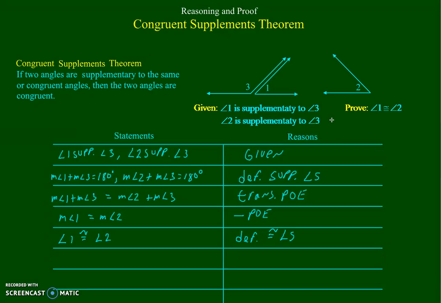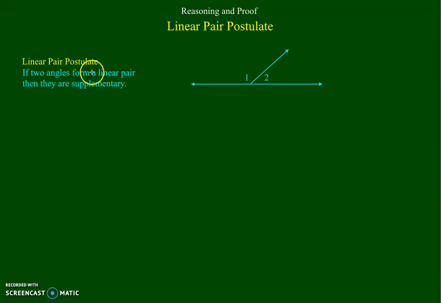But first, we're going to recap a postulate that we looked at in the past. Now, we talked about linear pairs before, and we know that linear pairs are two adjacent angles whose non-common sides form opposite rays, and we now know that this angle is a straight angle, and therefore angle 1 and angle 2 have to add up to 180 degrees, so these are supplementary angles. And that's the linear pair postulate. Linear pairs are supplementary. That's basically what it says.